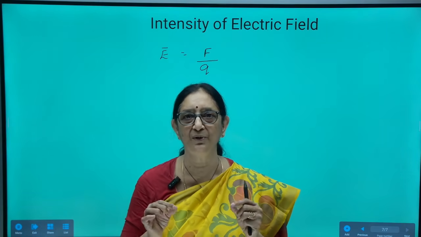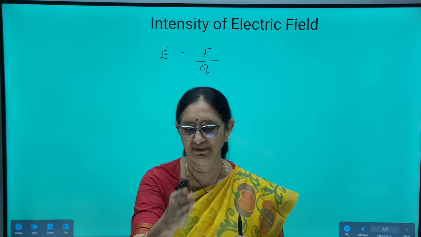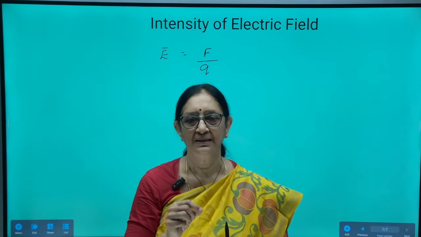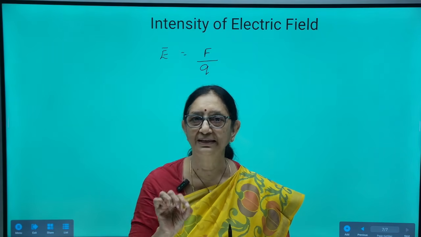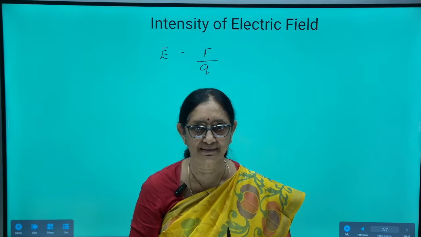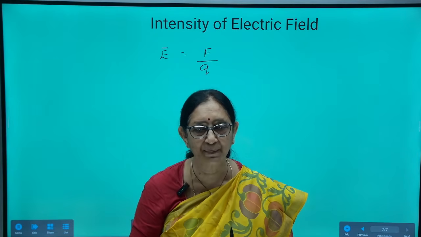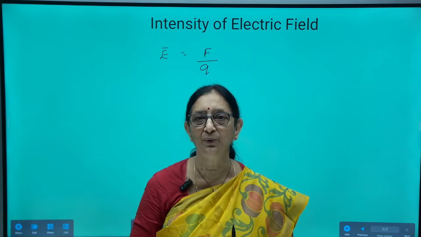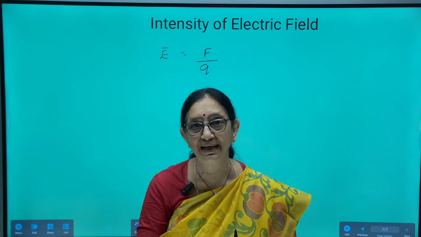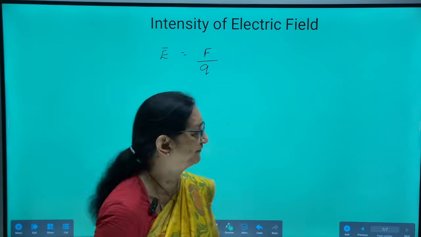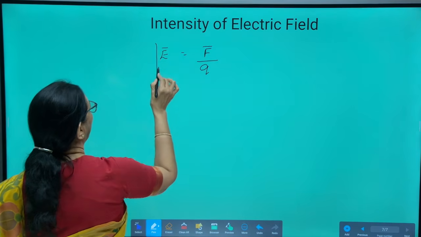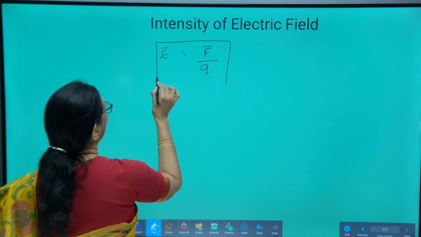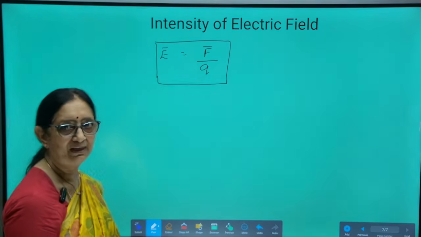Now, I am going to define electric field intensity at the point here. Electric field intensity at any point is defined as the force experienced by a unit positive charge placed at that point in the electric field. As force is a vector, electric field intensity is a vector, right.